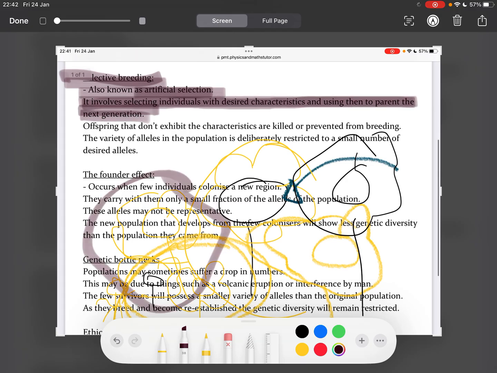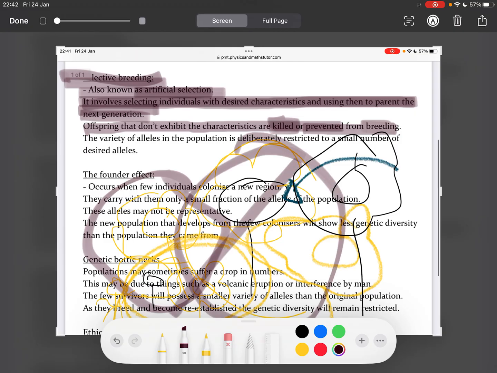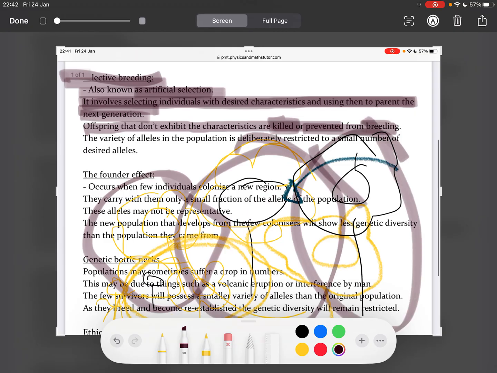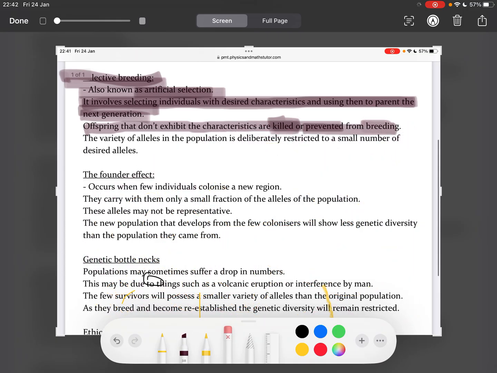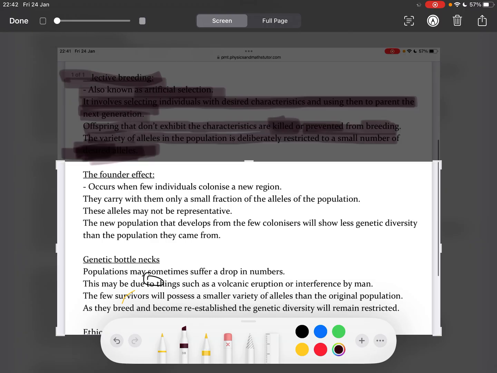It involves selecting individuals with desired characteristics and using them to parent the next generation. Offspring that do not exhibit the characteristics are killed or prevented from breeding. If more of this happens, they just put a big X, they just want these. What happens to the others is not our problem. But the variety of alleles in the population is restricted to a small number of desired alleles. Desired is the key word.